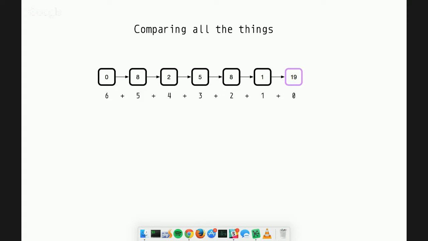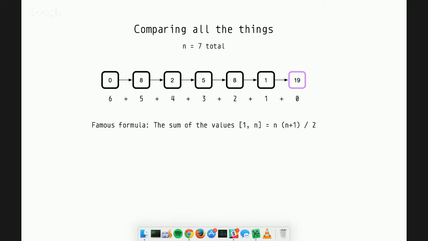And so that produces this nice little graphic here. We've got 6 things to compare at the first node, 5 at the second, 4 at the third, and so on. So if you look at this, we've got 7 total elements in the list, and we're summing everything from 1 to 6 in order to get the total number of comparisons that we're doing.